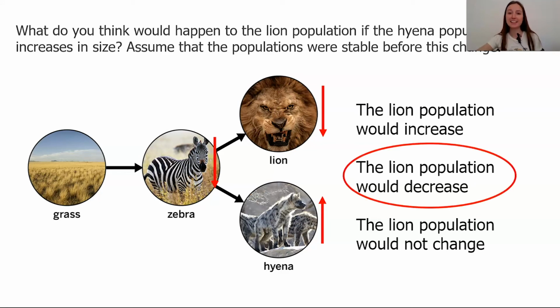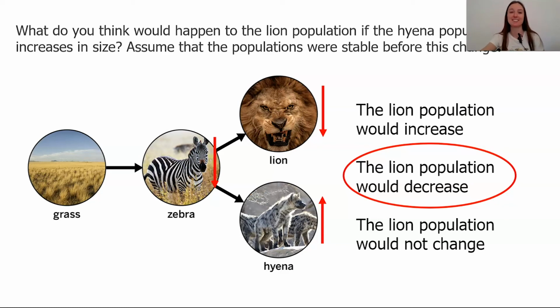So, I think that if the hyenas increase and are competing more with the lions than usual, that's going to create fewer energy storage molecules available for the lions, and their deaths will stay the same, but their births will decrease. That is going to result in an overall decrease in their population size. Were you thinking the same thing as me?